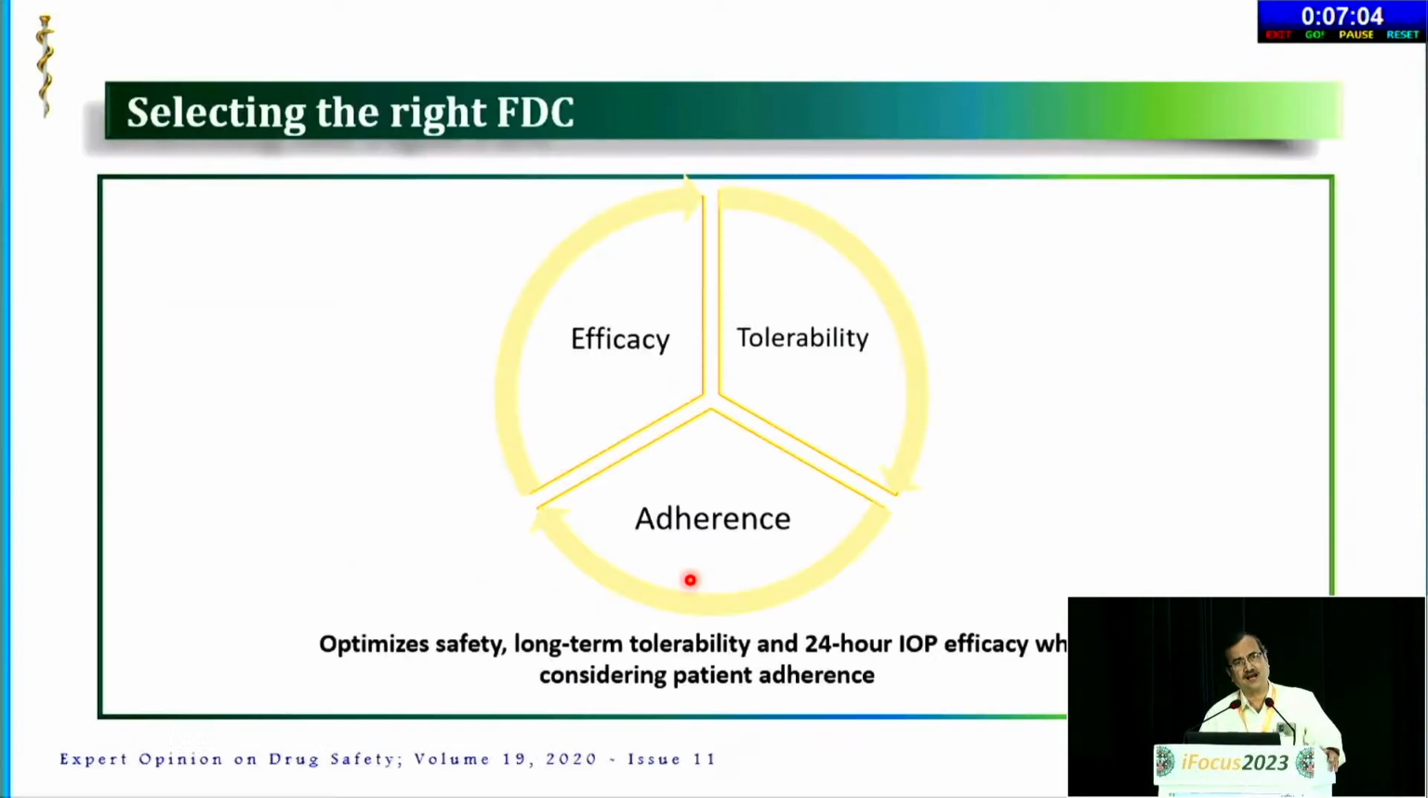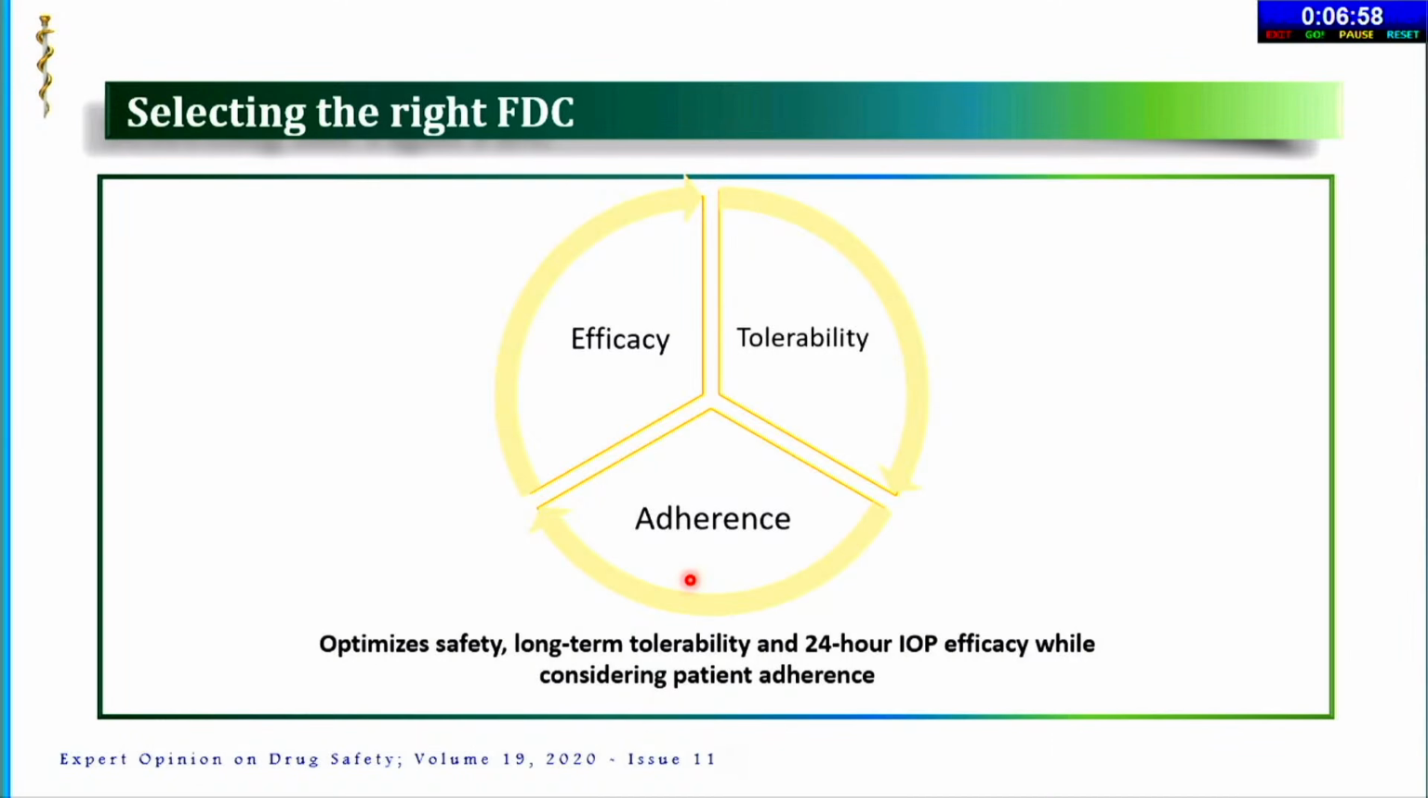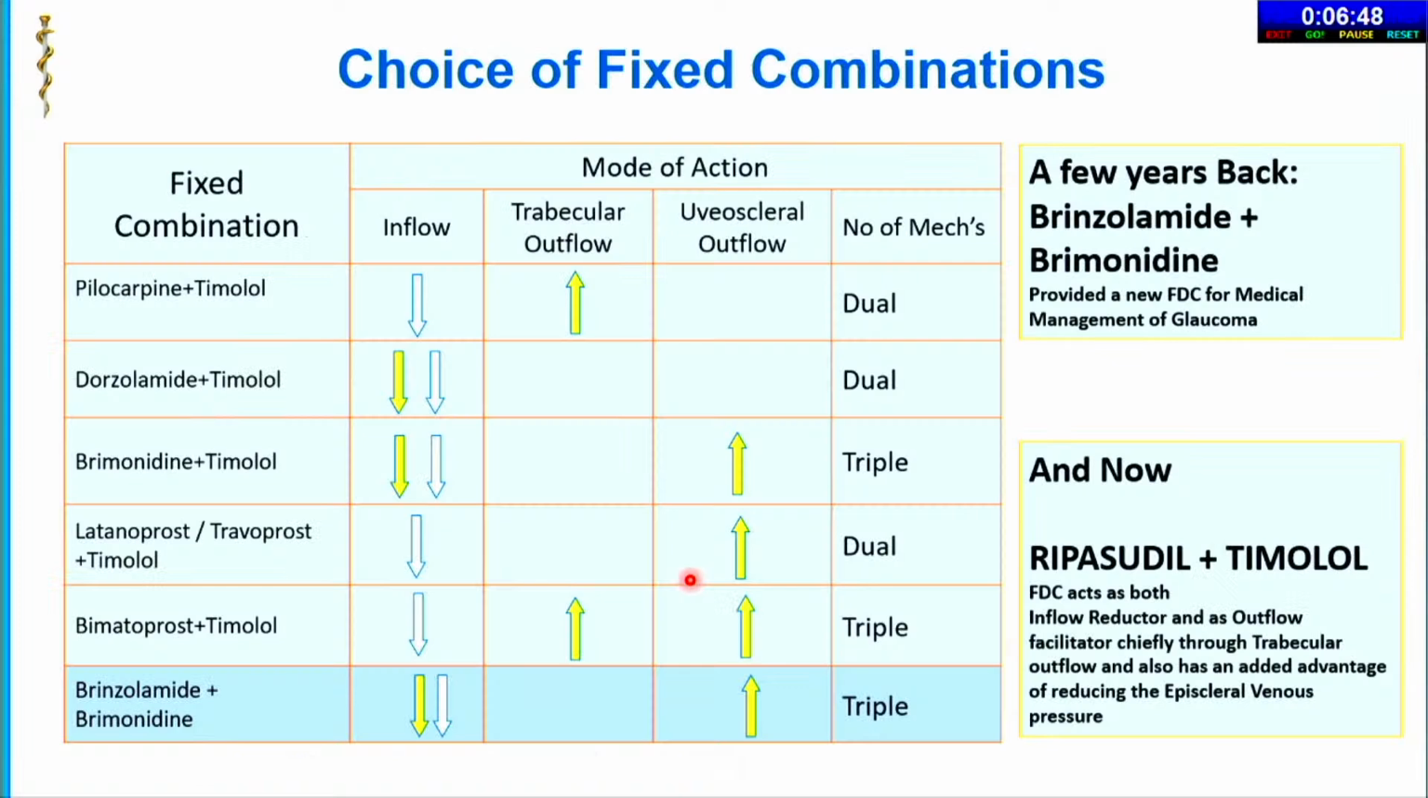What we need to understand and analyze is the fixed combination, what is its efficacy, what about its tolerability, how is the patient able to tolerate that medication, and is the patient able to adhere to the prescribed medication as you have planned for the patient. So the choice of fixed combinations, if you see the list here, all through pilocarpine timolol, dorzolamide timolol, brimonidine timolol, latanoprost, different types of things with timolol, or travoprost with timolol, and bimatoprost with timolol.